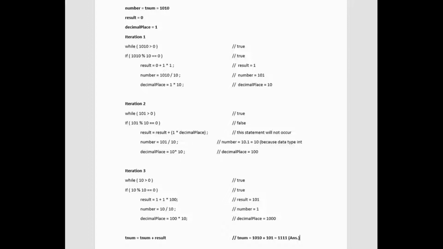After that, decimal place equals decimal place into 10. Right now decimal place is 1, so 1 into 10 will give decimal place equals 10. So now our program is going to iterate again, because it has to shift to the decimal place 10. So in iteration 2, the value of the number from the comment section of the first iteration was 101. So right now the number 101 is greater than 0.